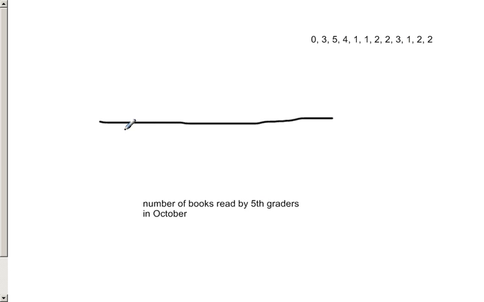And then I'm going to put numbers that represent the scale. Now I don't have very high numbers on my data plot or my list, so I'm just going to start at 0 and go up to 5. So I've got 1, 2, and I try to space these out equally. So students read either 0 books, 1, 2, 3, 4, or 5 books.